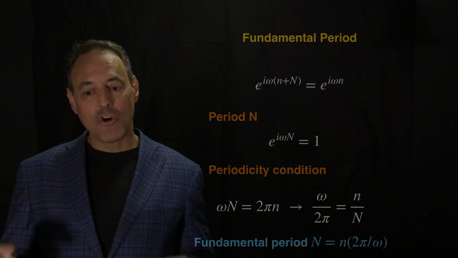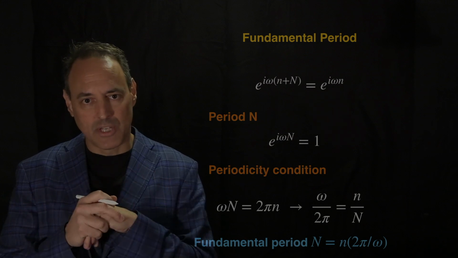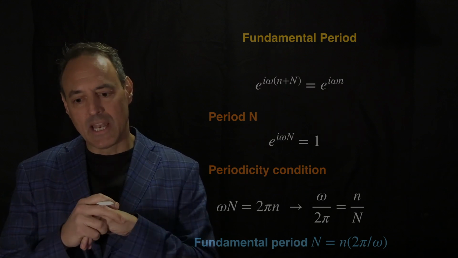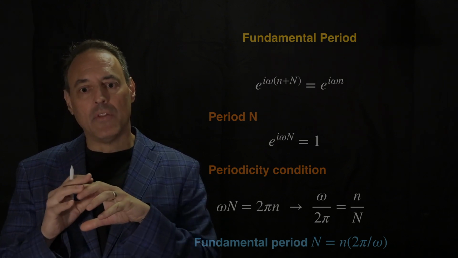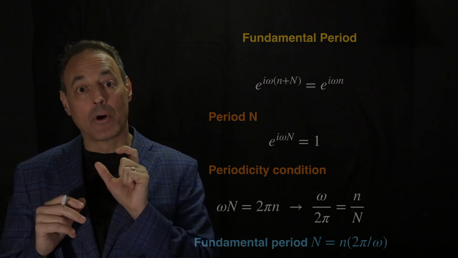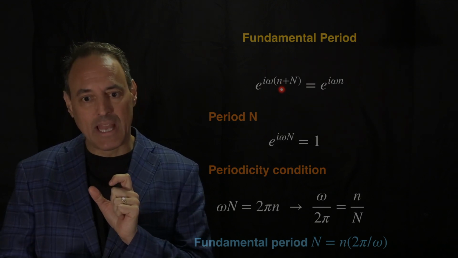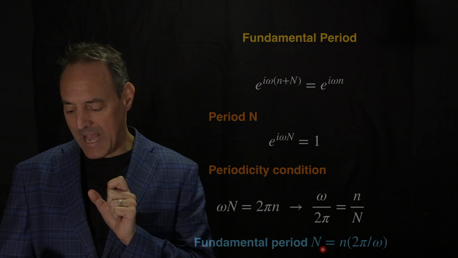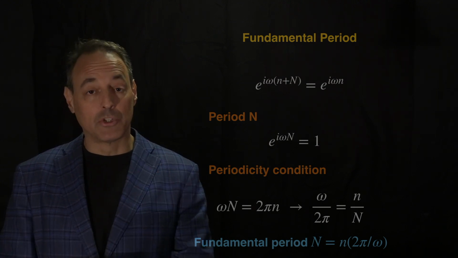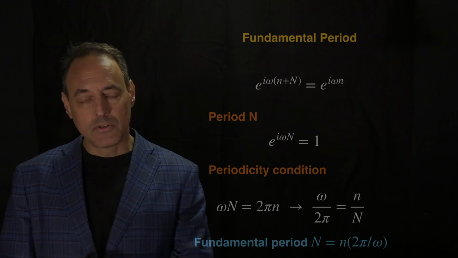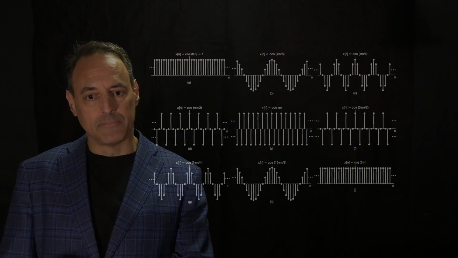Now notice we have two integers here. Before in the continuous case, we just had 2 pi over omega, and now what we have is n times 2 pi over omega. So we have both the integer n, which is from our discrete model, e to the i omega n, that's that n, and now we have capital N, which is the periodicity of this thing, which is also an integer. So this is a really important calculation, which gives us our fundamental period.